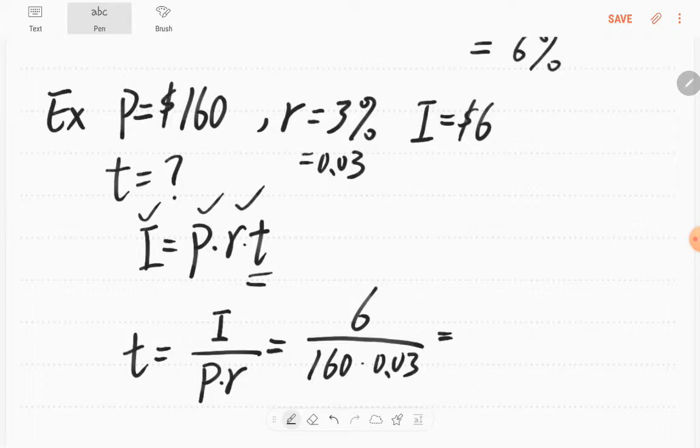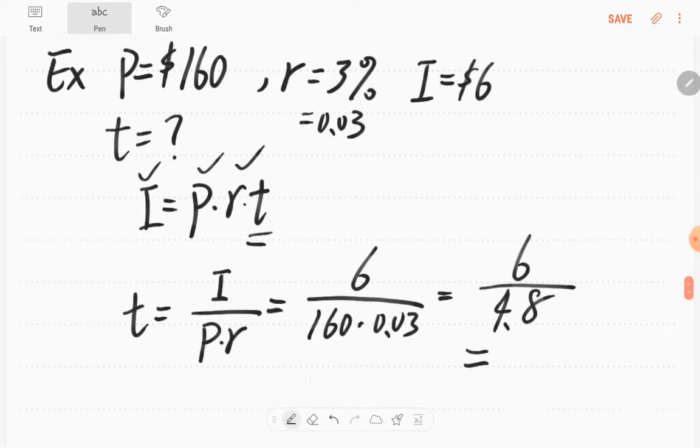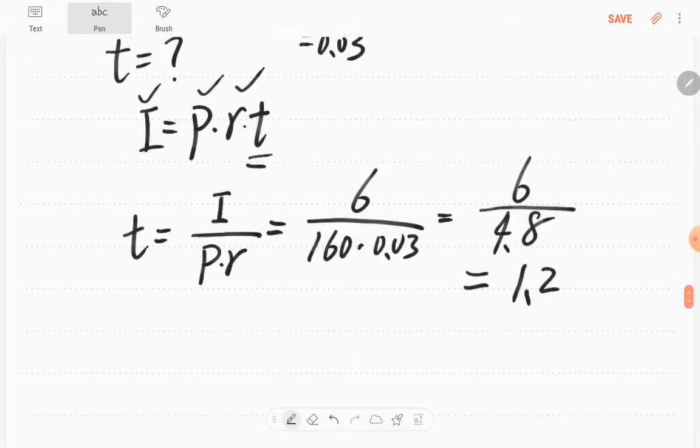So we do the calculation. This is 6 over, we take the product first, which would be 4.8. So 6 divided by 4.8. Use your calculator, and this would be 1.25 years.